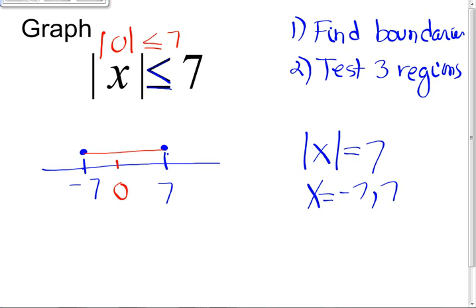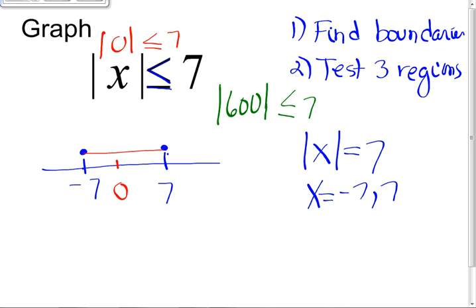600 works. Is the absolute value of 600 greater than 7? Yeah. I'm sorry, you answered my question right. I wrote it wrong. It's supposed to be what? Less than or equal to 7. Is that true? No. So I don't get to shade that.